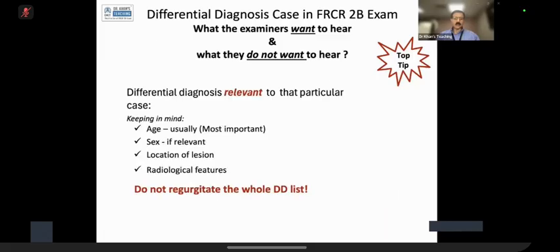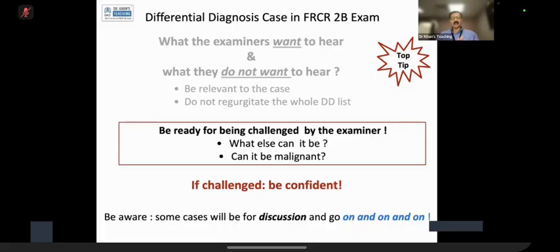Remember this. For example, in a classical case of simple bone cyst, what else can it be? Sometimes the examiners are going to grill you. What else can it be?